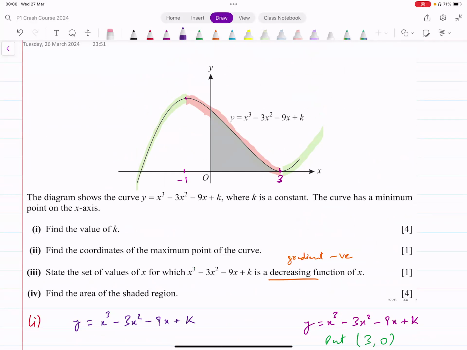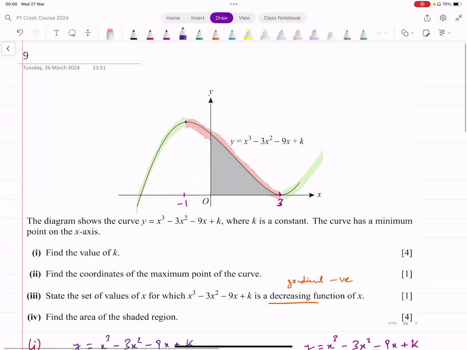Now the last part says find the area of the shaded region. That's pretty straightforward. You just integrate it with limits from 0 to 3. You can do that. That completes the topic. So you've done enough practice on this. Now, make sure that you attempt the rest of the questions if you haven't attempted all of them. But you've done the more difficult ones of these problems.